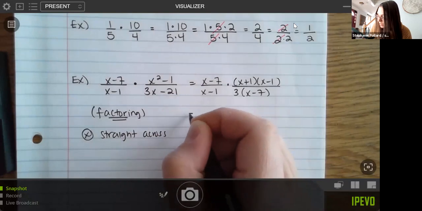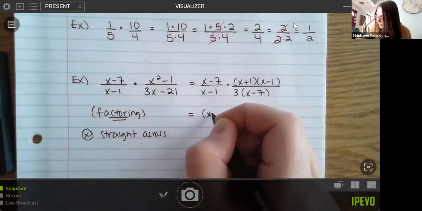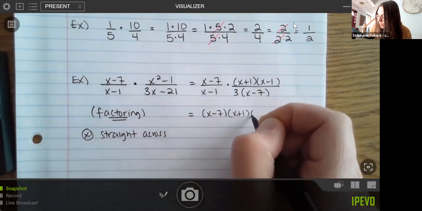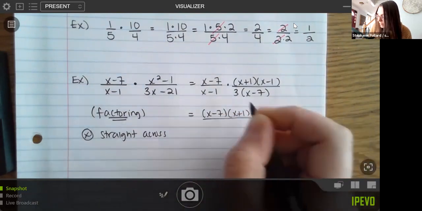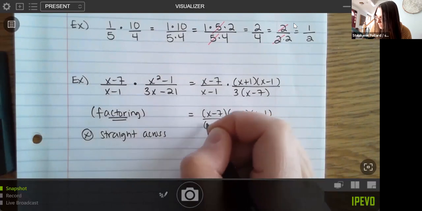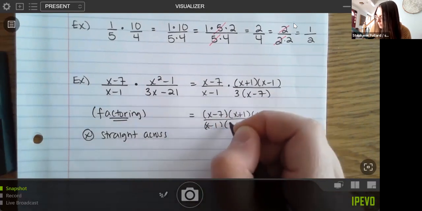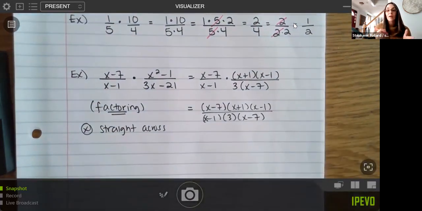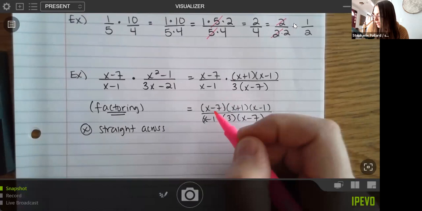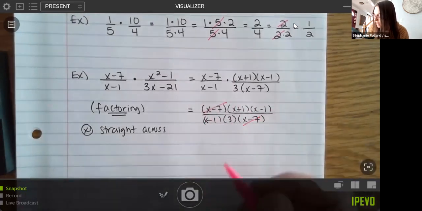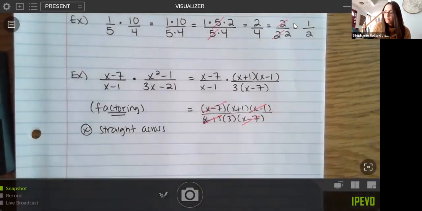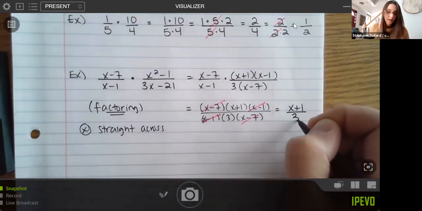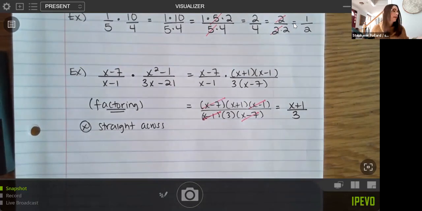So all I like to do is I like to rewrite this. So I have an x minus 7 from the first group. I am going to put that in parentheses because it does need to stay together. It's one factor. Here I have an x minus 1 from the first group, and then a 3 and an x minus 7. And I like to just rewrite it for myself. And now I start canceling what's in common. So I have an x minus 7. I have an x minus 1. So x plus 1 over 3 is going to be my final result here.